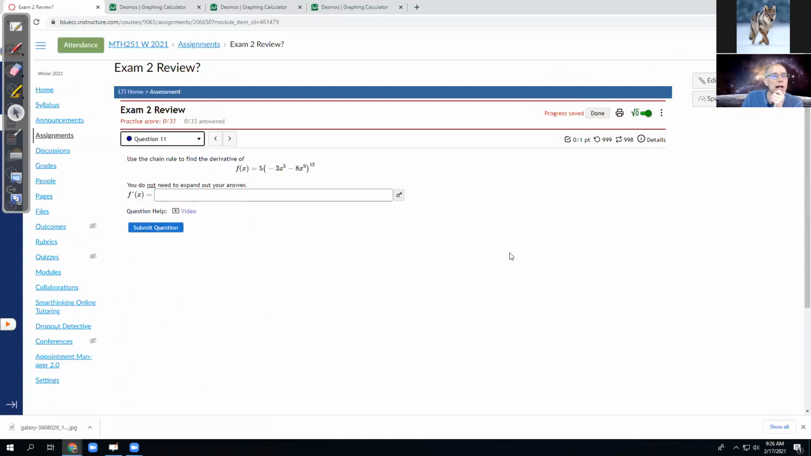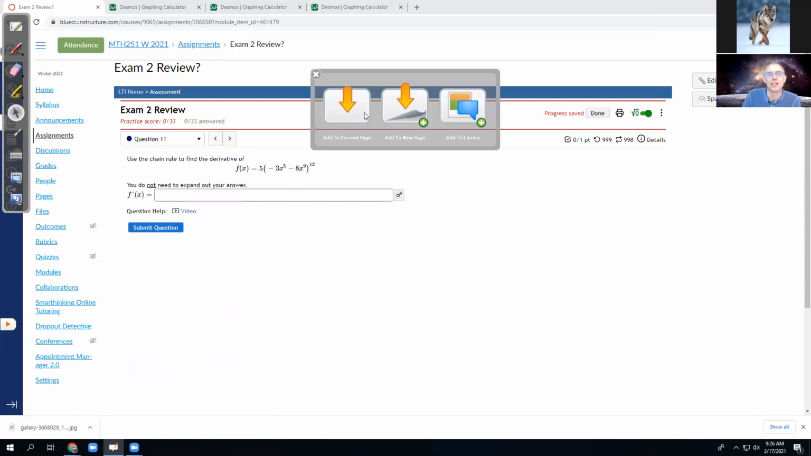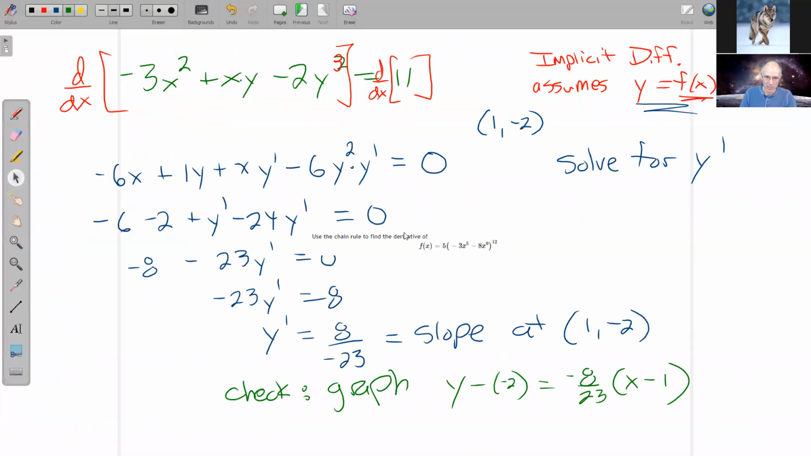So here we have a power rule. Yeah, don't expand that out. What that means is don't multiply this by itself 12 times. Don't do that. Okay. Screenshot that. I mean, you could do it, but it would be very painful, as much fun as algebra is. Sometimes algebra can be painful. Not necessary.